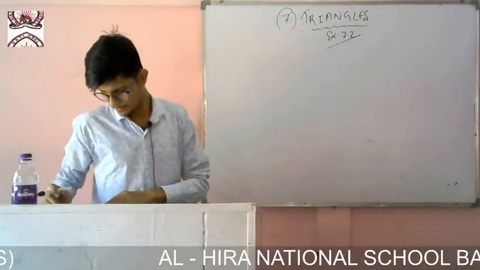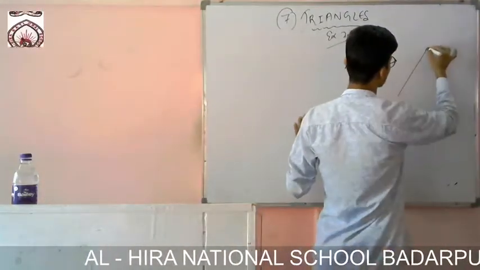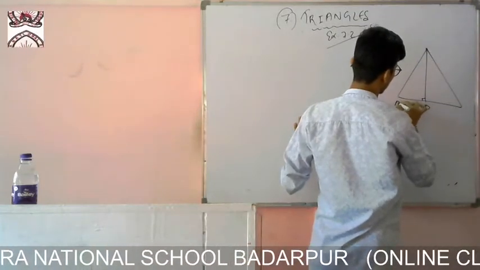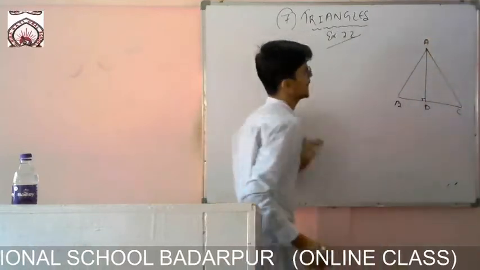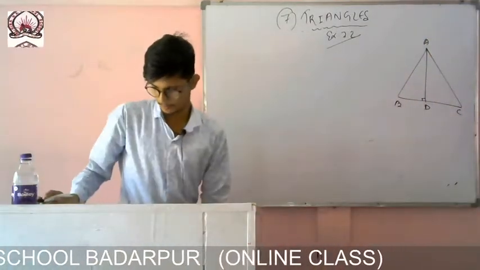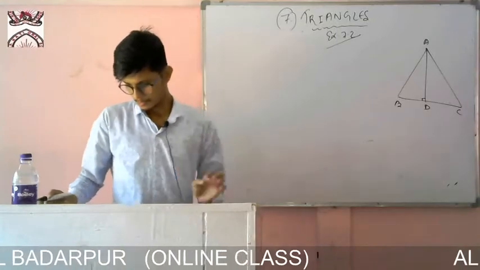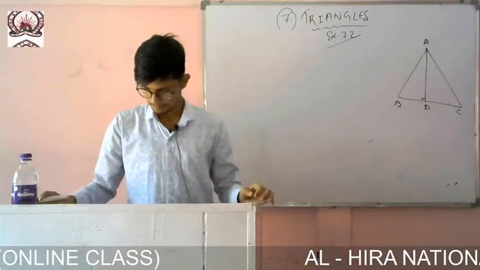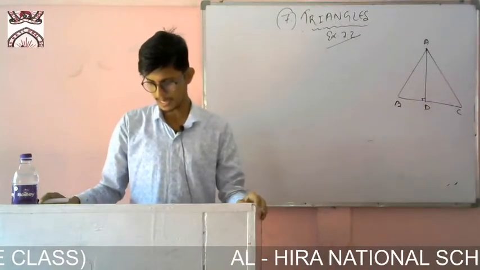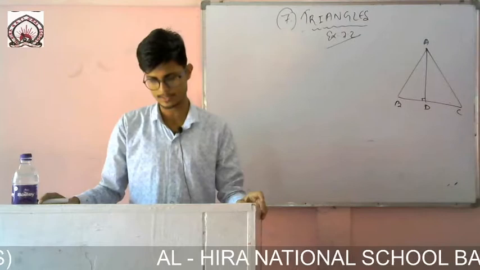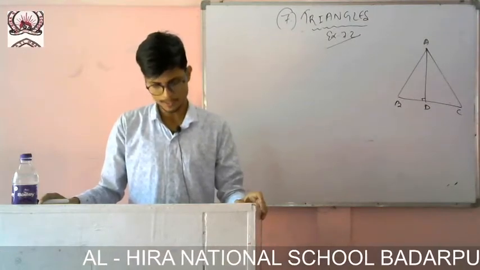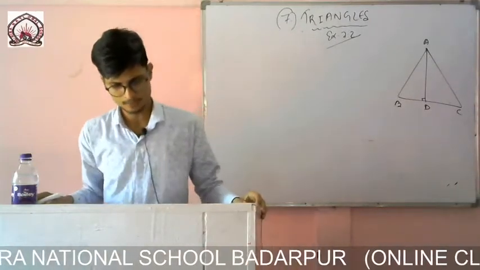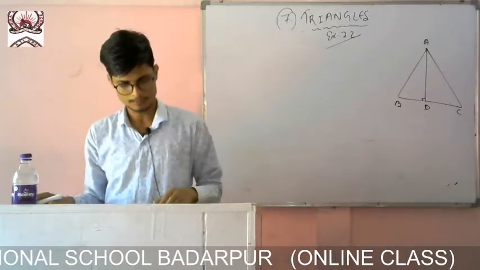Figure is given, ABC, and a perpendicular bisector is given. In the question, in triangle ABC, AD is the perpendicular bisector of BC. Show that triangle ABC is an isosceles triangle in which AB is equal to AC. So I have to show that triangle ABC is isosceles. Okay, so let me show this one.